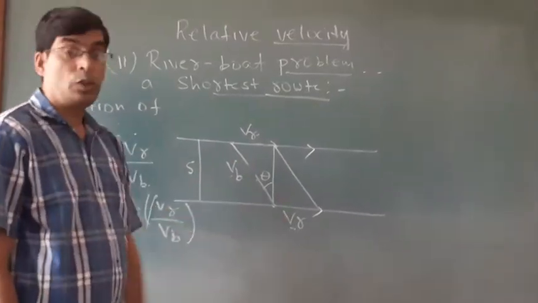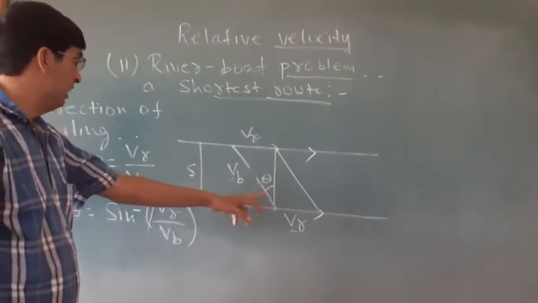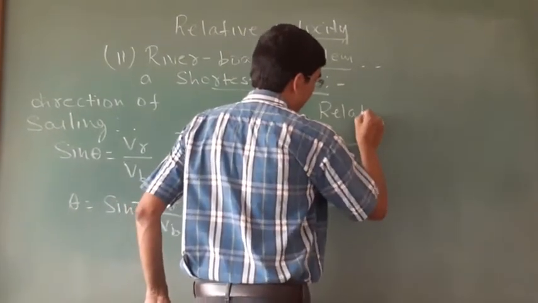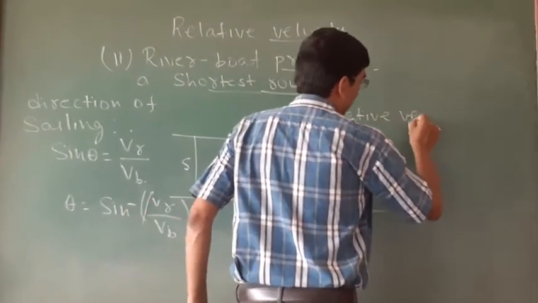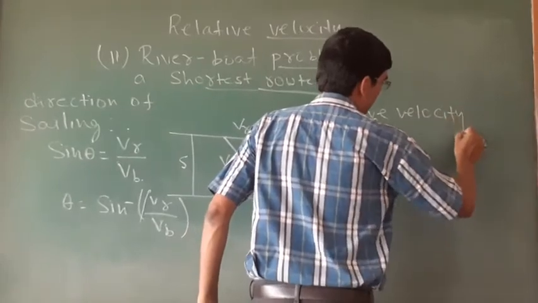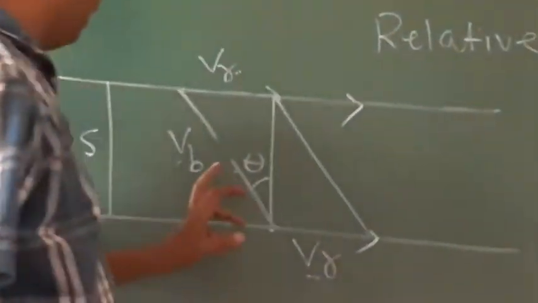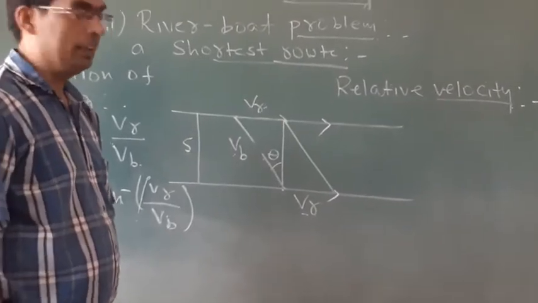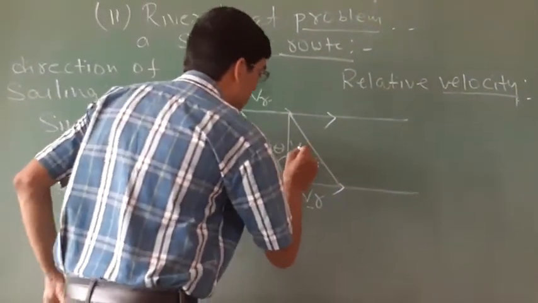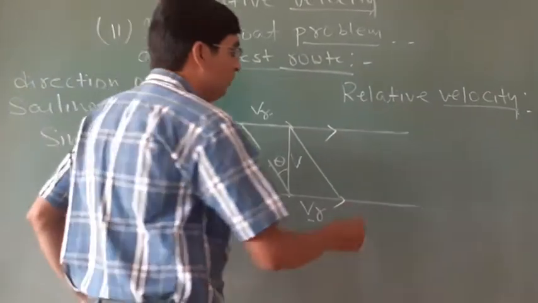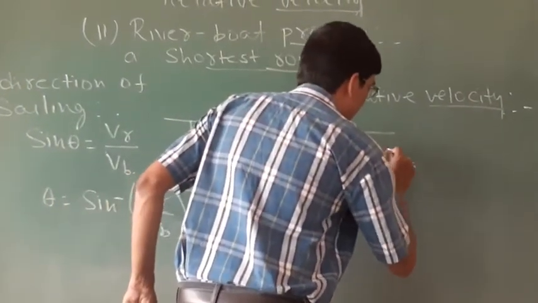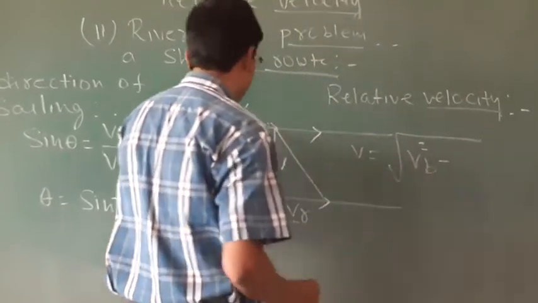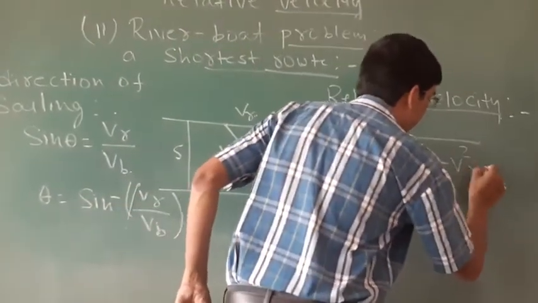And what is the time of crossing? That is given by the relative velocity. So what is the relative velocity? It is the hypotenuse square minus perpendicular square, because this is the relative velocity. V is the relative velocity. So V will be the square root of the square of velocity of boat minus the square of velocity of river.